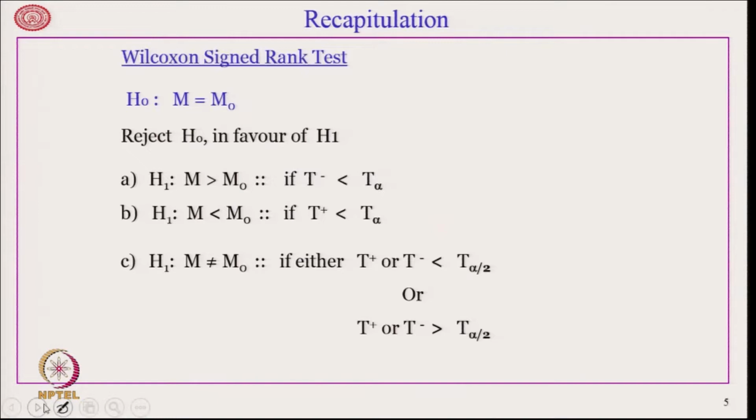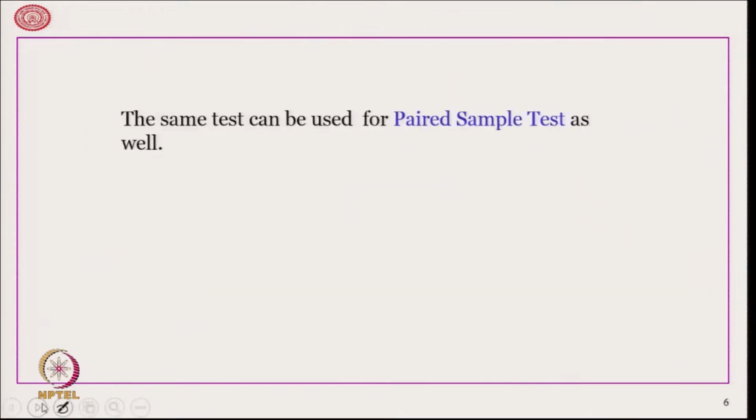Similarly, for Wilcoxon signed rank test, we have the rejection criteria if t minus is less than t alpha or t plus is less than t alpha, or for two-sided case, we will look at if any one of them is less than t alpha by 2, depending upon whether you are doing at lower side or upper tail of the distribution. Now, the same test can be used for paired sample test as well.